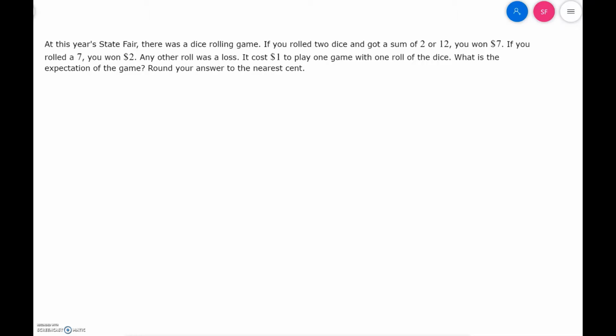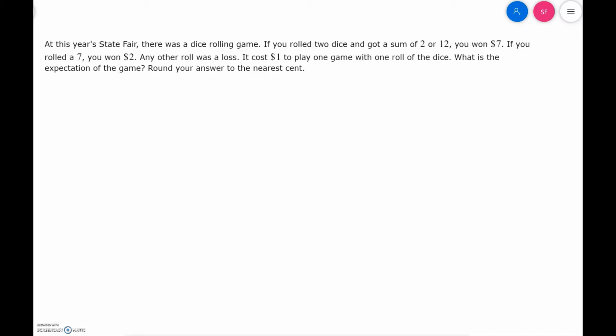Okay, so here's the problem we have. At this year's state fair, there was a dice rolling game. If you rolled 2 dice and got a sum of 2 or 12, you won $7. If you rolled a 7, you won $2. Any other roll was a loss. It cost $1 to play the game with 1 roll of the dice. What is the expectation of the game? Round your answer to the nearest cent.